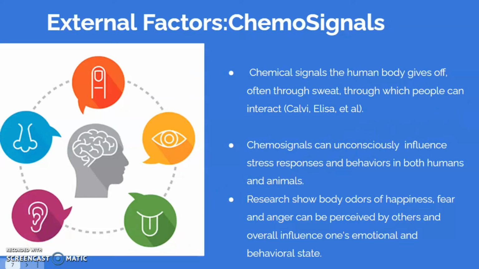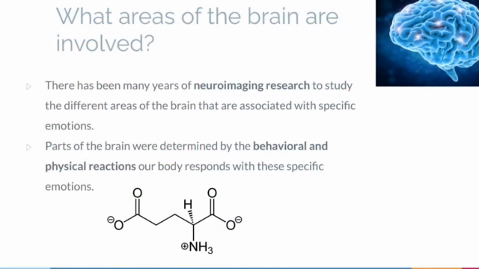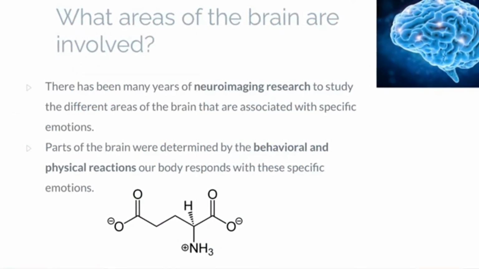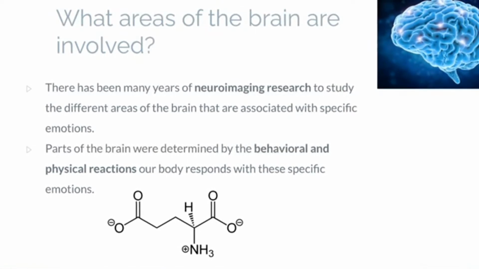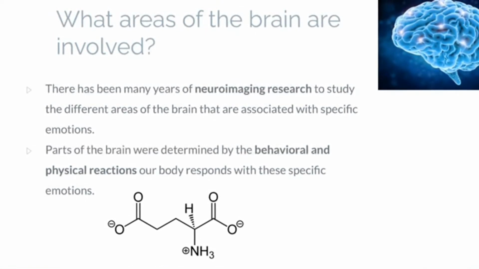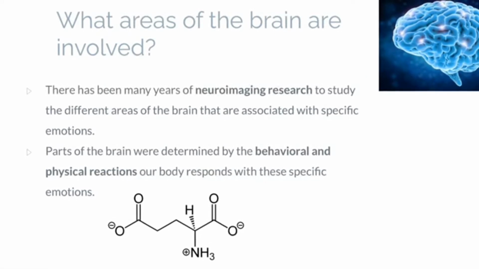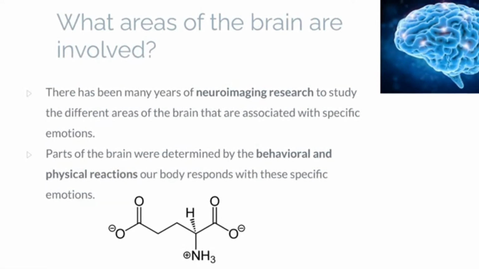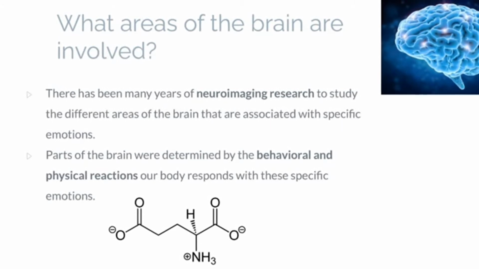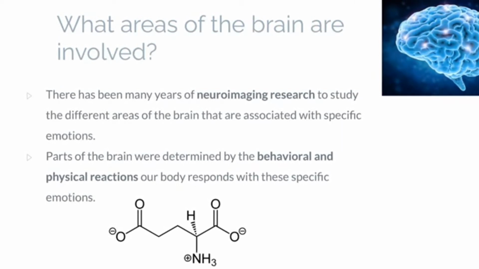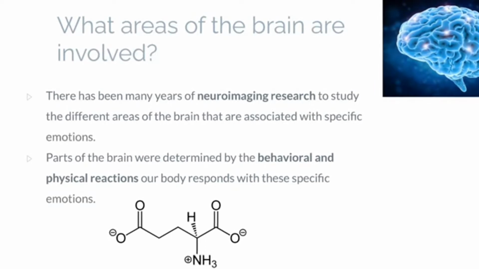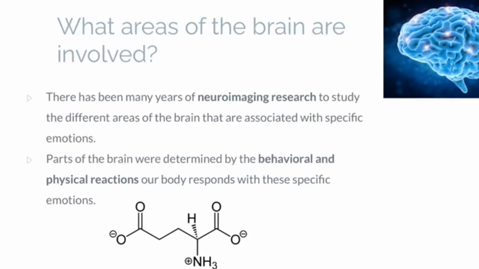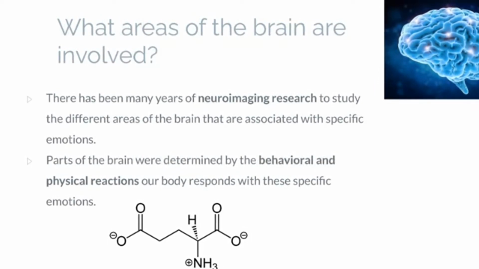What areas of the brain are involved? There have been many years of neuroimaging research to study different areas of the brain that are associated with different emotions. At the bottom, there's an image of glutamate, which is a chemical that is released by the amygdala due to fear. And different parts of the brain were determined primarily off of behavioral and physical reactions that occur in our body.